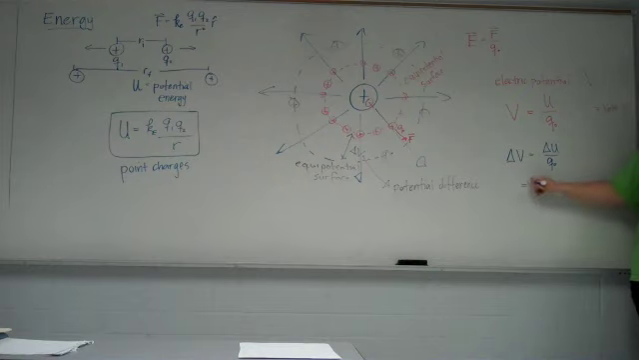Which in turn, by the way, means delta U, the change in energy a charge experiences, is equal to Q naught times delta V. Just rearranging this equation. So anytime a charge moves through some sort of potential difference, its potential energy changes.